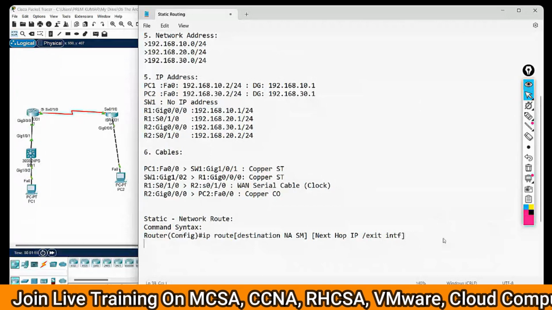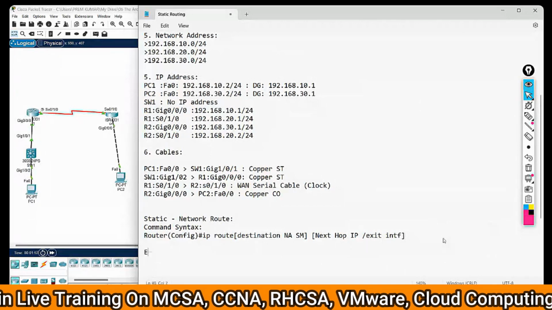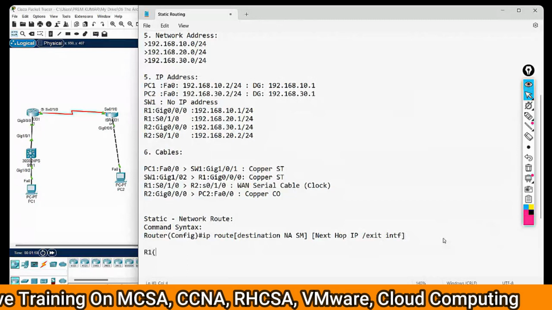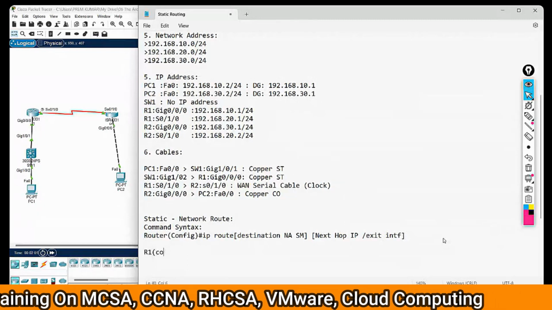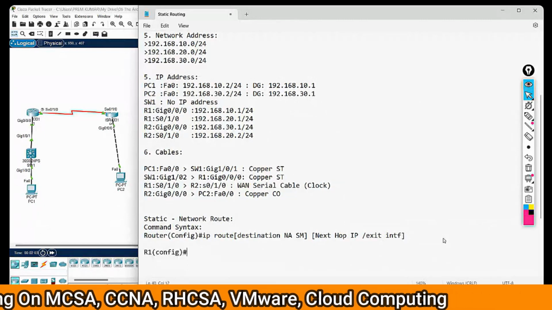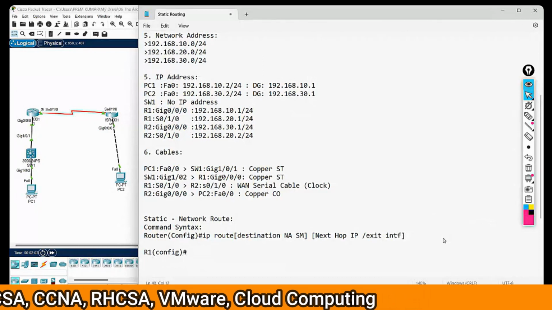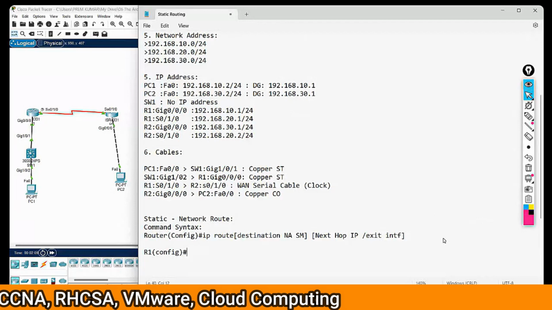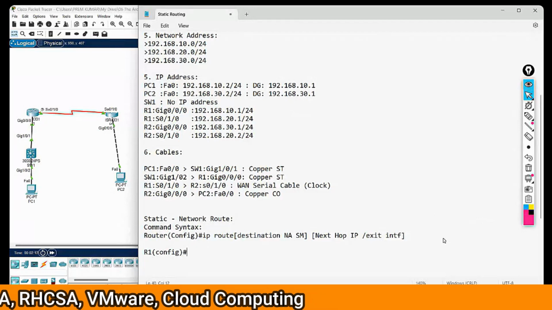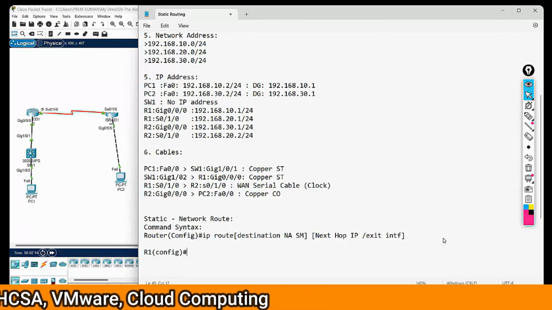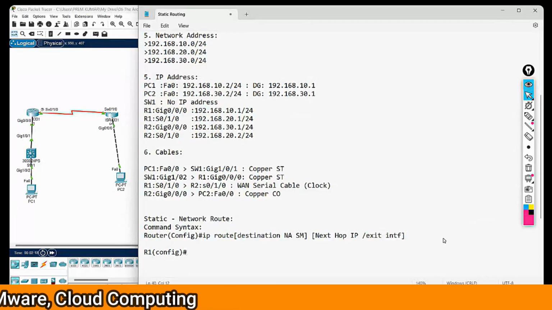So the question is, in R1, which network is not directly connected? The networks are 192.168.10, 20, 30. For R1, 10 is connected in gigabit, 20 is connected in serial, correct? 30 is not connected. So whichever is directly connected, automatically the routes will come in the routing table.